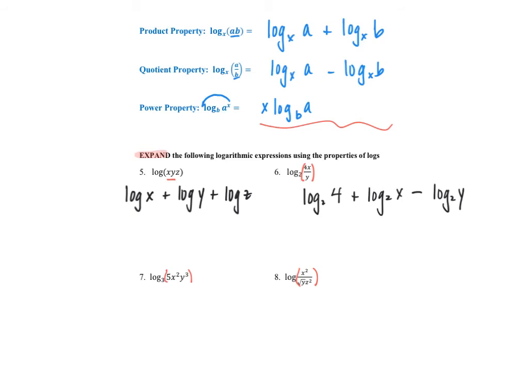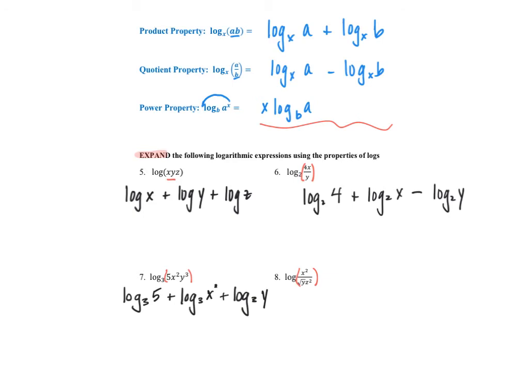Number 7, I have 3 values as well. I have a 5, an x squared, and a y cubed. So I'm going to start, this is going to be a two-stepper, by giving each one of those values their own log. So I have log base 3 of 5. X squared was multiplied by 5, so when I give it its own log, I'm going to add it. And my last one, y cubed, was also a product or multiplication, so I'm going to add that as well.